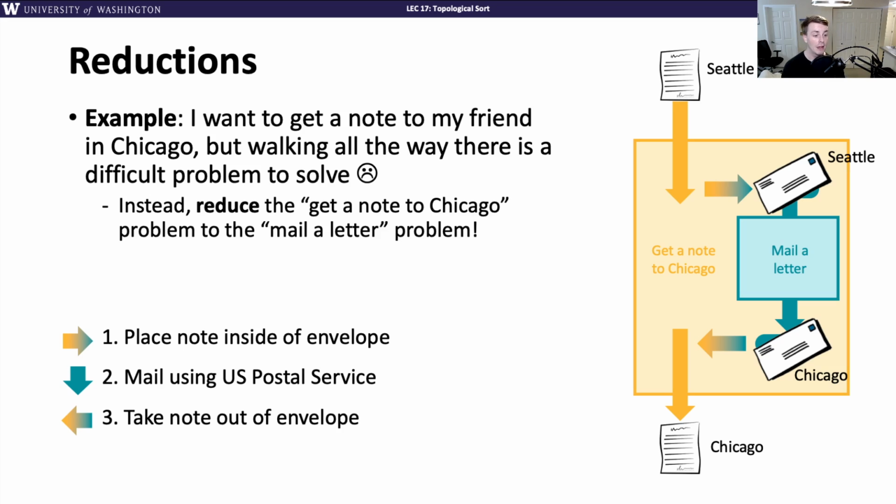But we mailed the letter to Chicago, and then our friend has to take that envelope and open it to get our letter back. So this reduction is a three-step process: putting the letter in an envelope, calling this mail a letter algorithm using USPS, and then the third step is taking the letter out of the envelope. This process describes a more general notion of reduction, changing our novel problem, getting a letter from Seattle to Chicago, into a problem we already know how to solve, just mailing a letter.